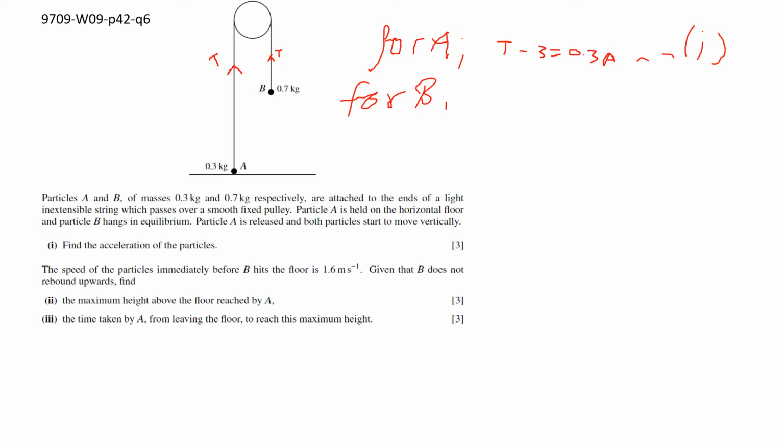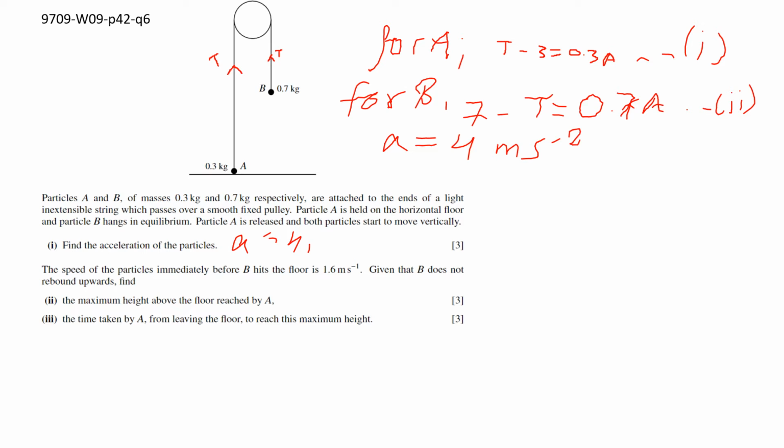B. For B, the downward acting force is 7 Newton and the upward force is tension T, which gives 0.7a. This is equation 2. By solving these two equations, you'll get the acceleration as 4 meter per second squared. So like this you will get the acceleration. So let's go back. Here the acceleration of the particles is 4 meter per second squared.